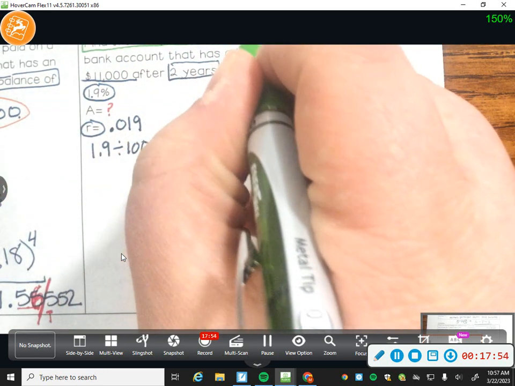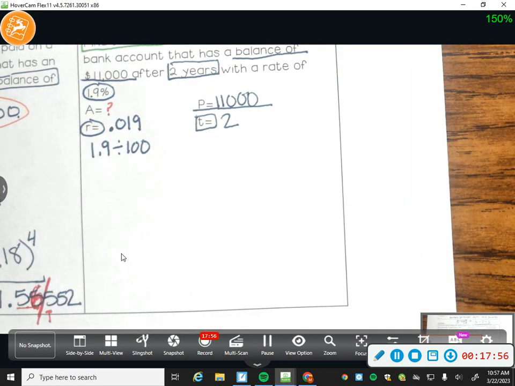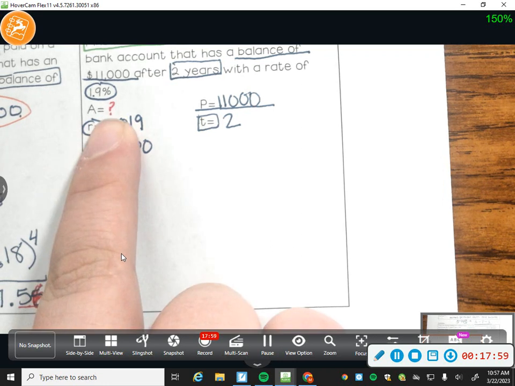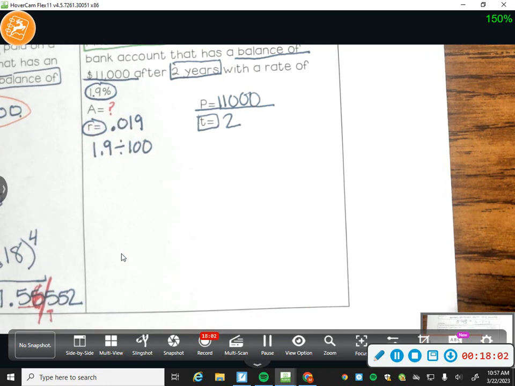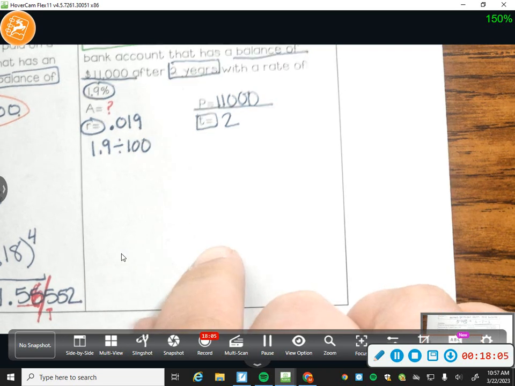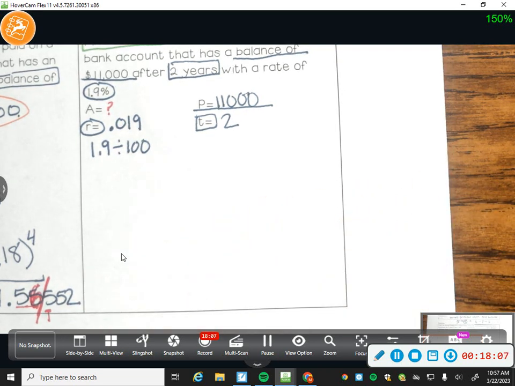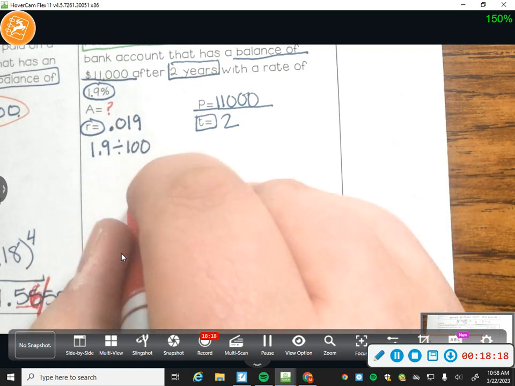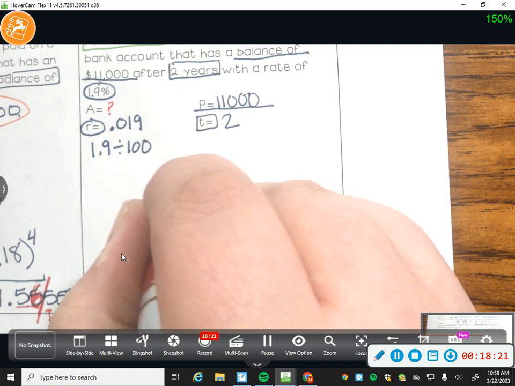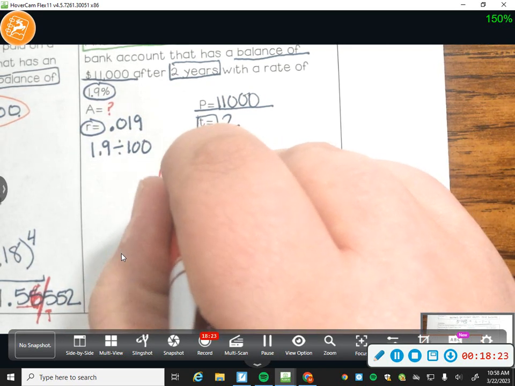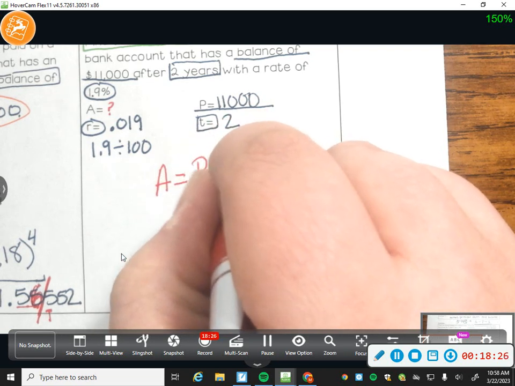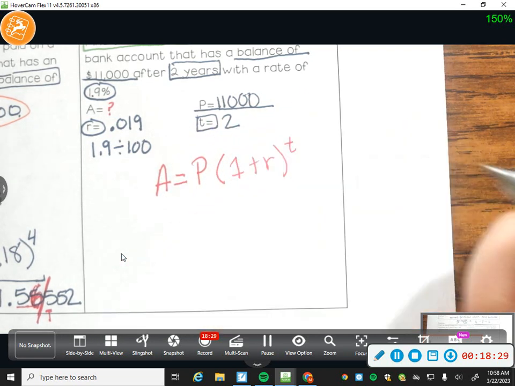Now the question wants us to find the interest, not the ending balance. So I can stop at finding the ending balance if I wanted the ending balance. But I'm not going to stop on this problem because this question doesn't want to know just the ending balance. It wants to know the interest amount. Because it is compound interest, I have no choice. I have to use the formula that starts with A because it's compound interest. And the formula that starts with A is the compound interest formula. So I'm going to use A equals P times 1 plus R, all raised to the T power.